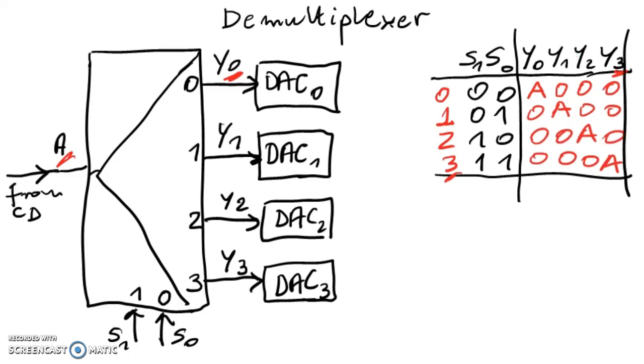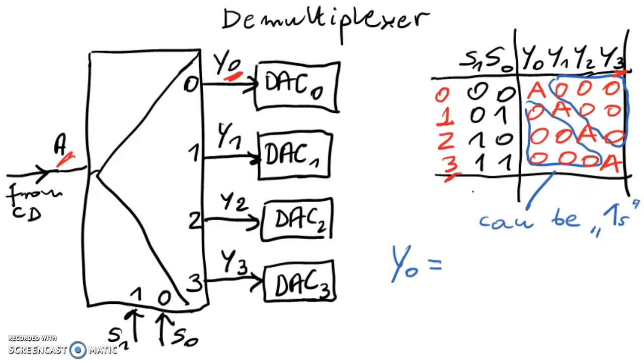But of course there is another possibility to have ones in these regions instead. All ones or all zeros, there are two cases. So let's start with this and derive the equations for the Y's. Y0 is equal to S1 inverted times S0 inverted times A.